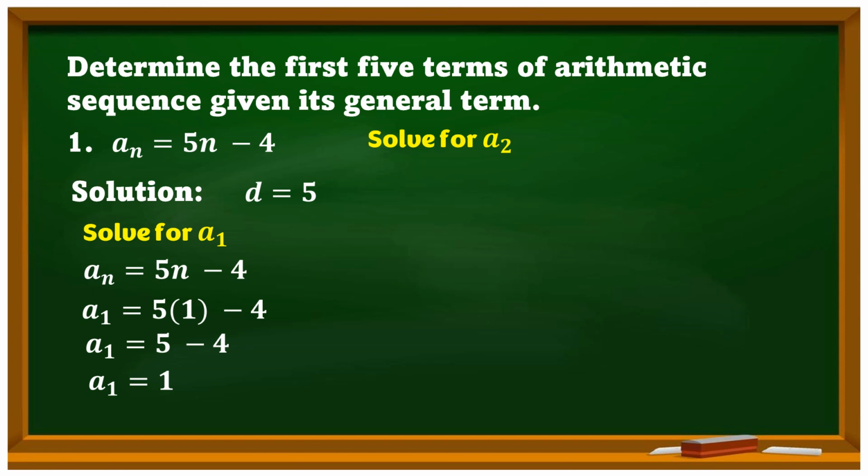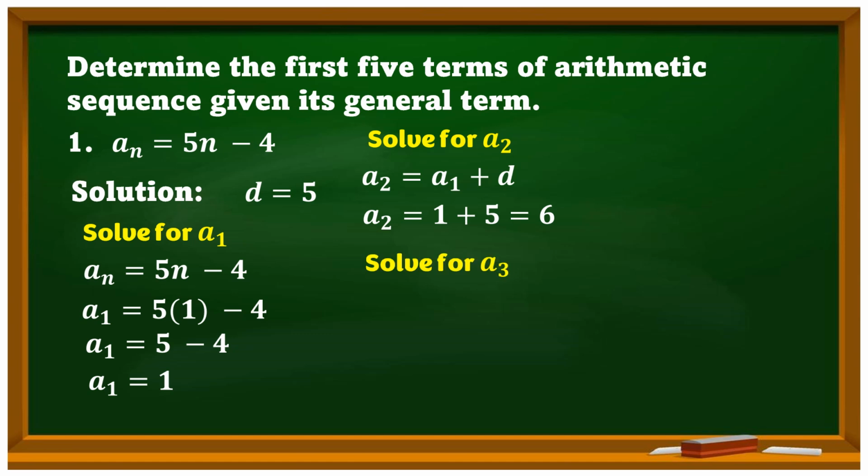Next, let us solve for a sub 2, that is the second term. So we have the formula a sub 2 is equal to a sub 1 plus d, wherein a sub 1, that is the first term, is equal to 1, and d, that is the common difference, is equal to 5. So we're going to substitute now. We have a sub 2 is equal to 1, that is for a sub 1, plus 5, and that is for the common difference. So 1 plus 5 is equal to 6. The value of a sub 2 now is 6.